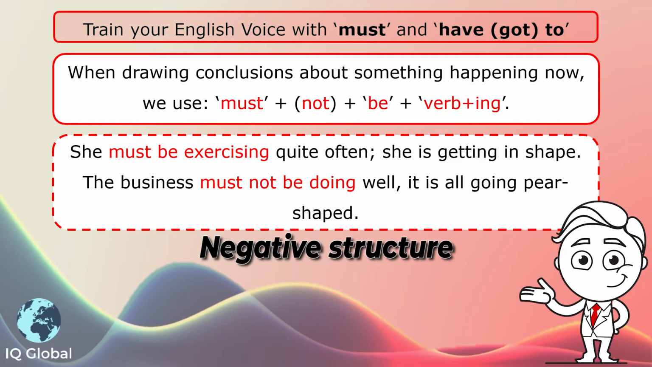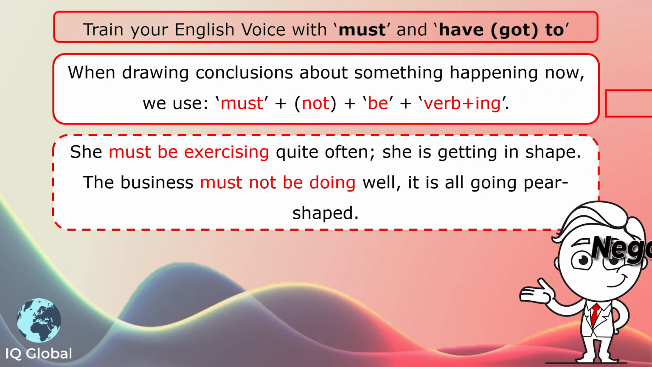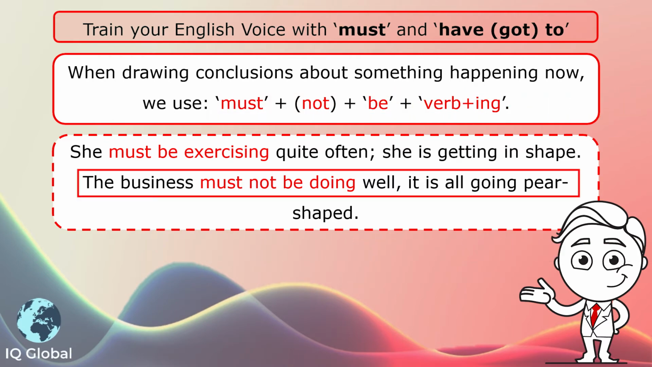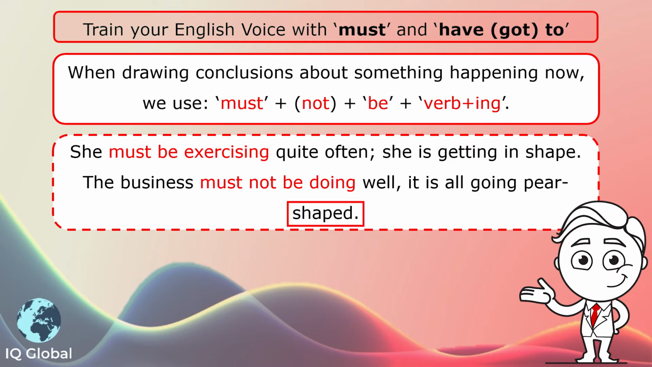For a negative sentence, the structure would be must plus not plus be plus verb plus the ing again. For example, the business must not be doing well. It is all going pear-shaped. The conclusion we've drawn is the business isn't doing well. How do we know? Because everything is going pear-shaped. It's all going wrong.